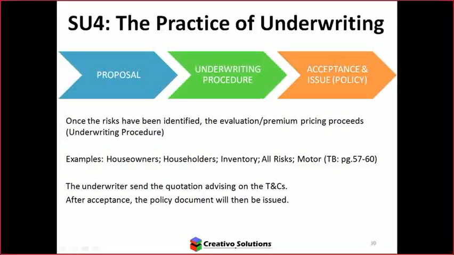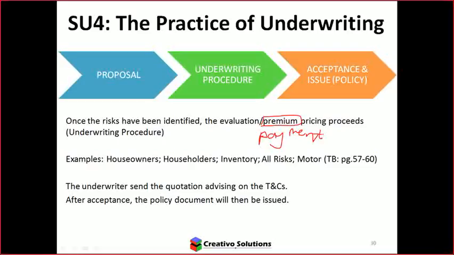All right, then the textbook goes on further, and they talk about the proposal, the procedure, and the policy. When does it actually get issued? Once the risks have been identified, there needs to be some sort of acceptance, and you need to accept the terms and conditions as well as the cost that's going to be applicable to that actual policy. So the premium we know is what? The payment we pay for cover. Yes.